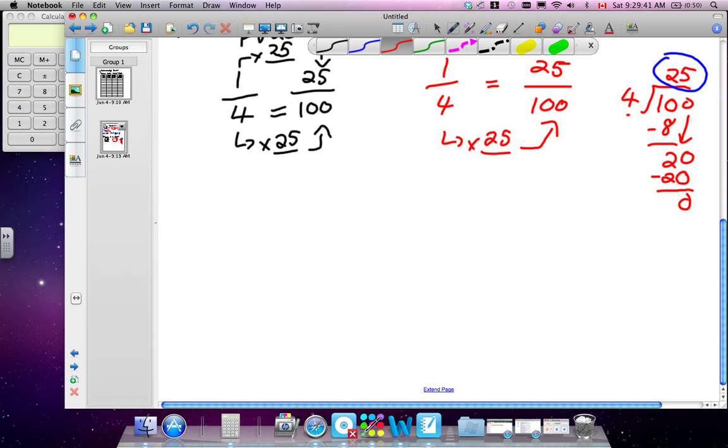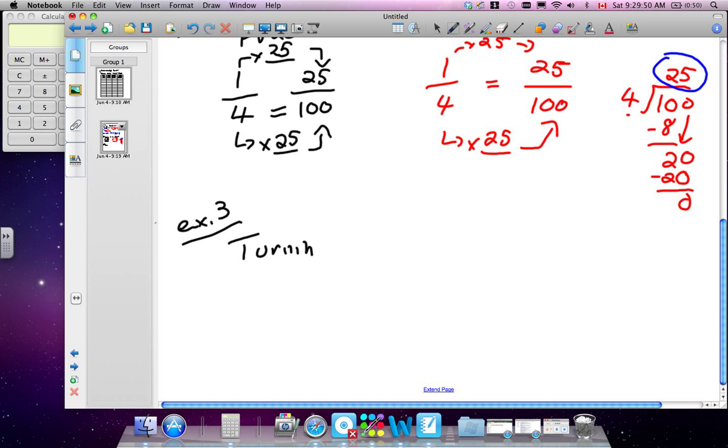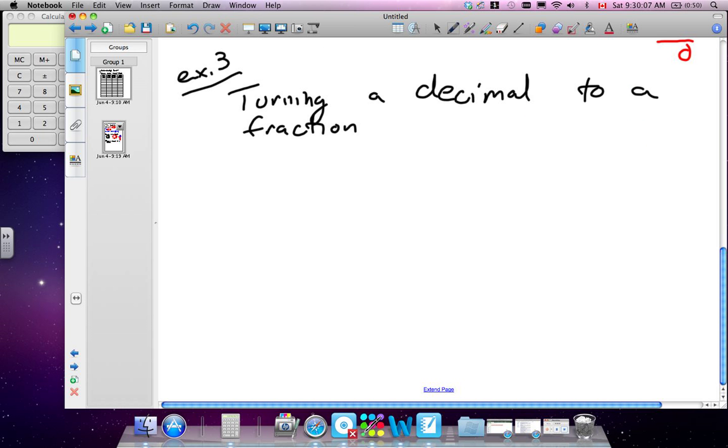Turning a decimal to a fraction. Now, let's say we're working with decimals here. I have a decimal 0.25.